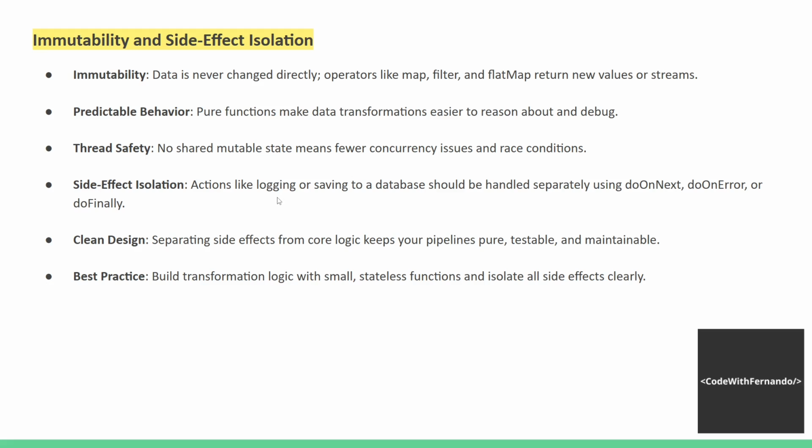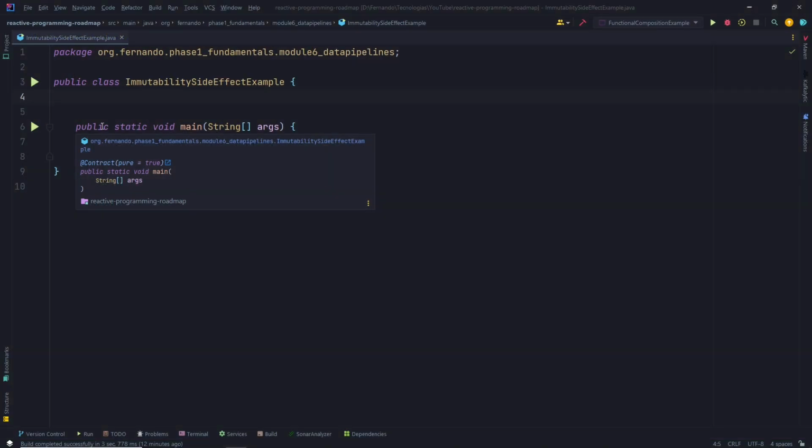Side effect isolation: actions like logging or saving into a database should be handled separately using doOnNext, doOnError, or doFinally. Clean design, separating side effects from core logic, keeps your pipelines pure, testable, and maintainable. Best practice: build transformation logic with small, stateless functions and isolate all side effects clearly. Let's continue with our code demonstration about an immutability and side effects example.